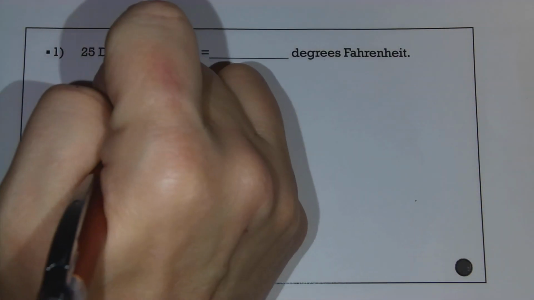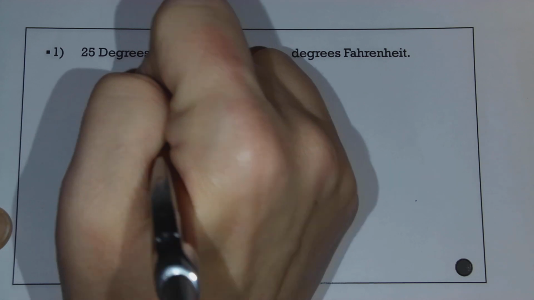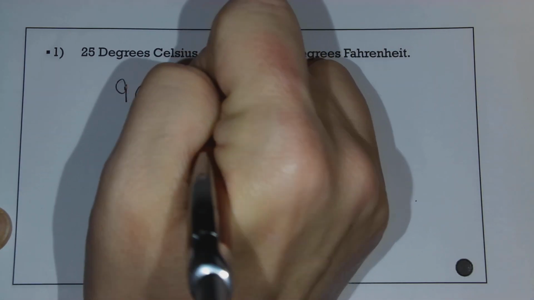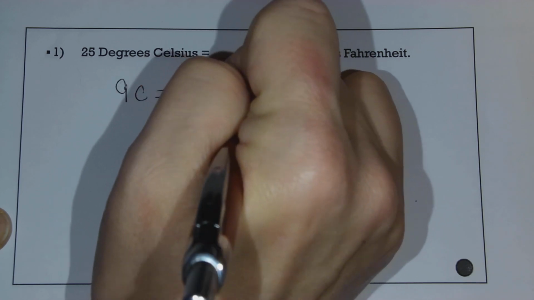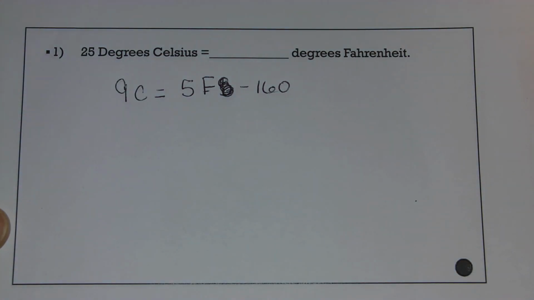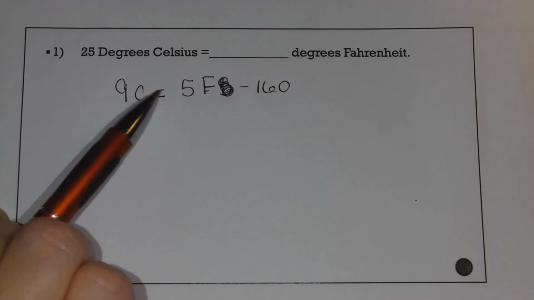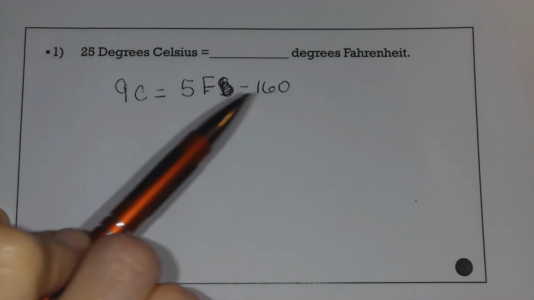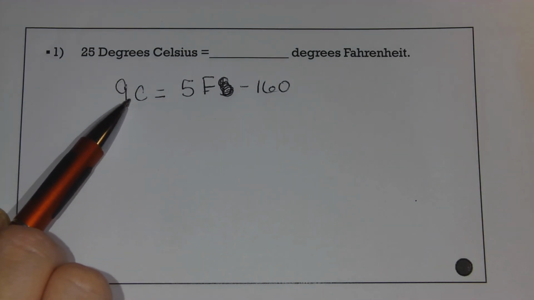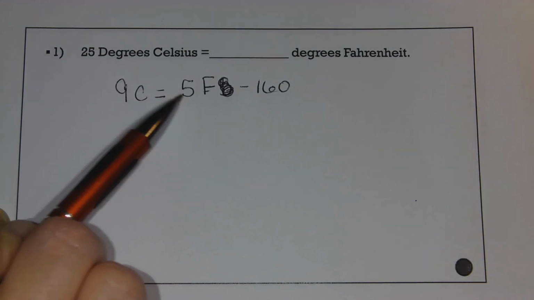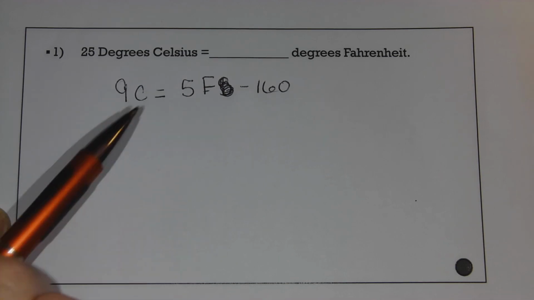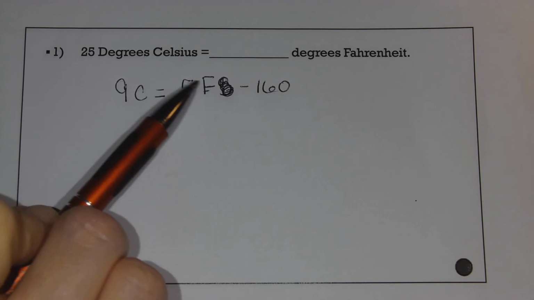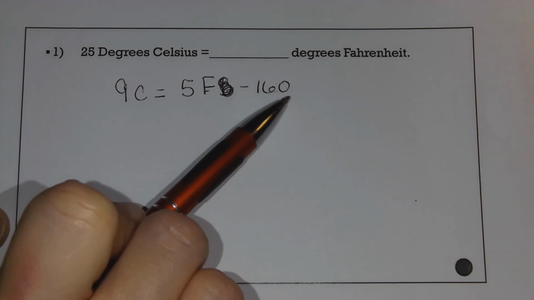So just remember our formula that I told you. Okay, so 9C equals 5F minus 160 is our formula. Just remember 9 to 5 is when you work 9 to 5, and then C comes before F in the alphabet, so that can give you a little tip on how to memorize that. And then you're going to minus 160.